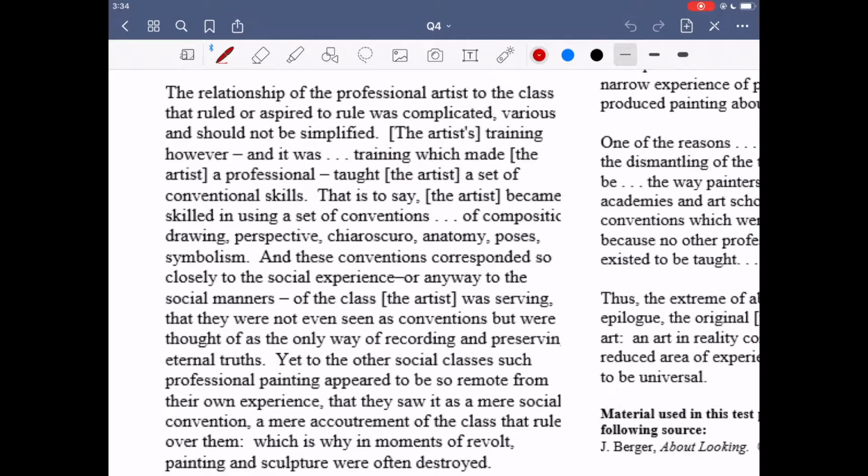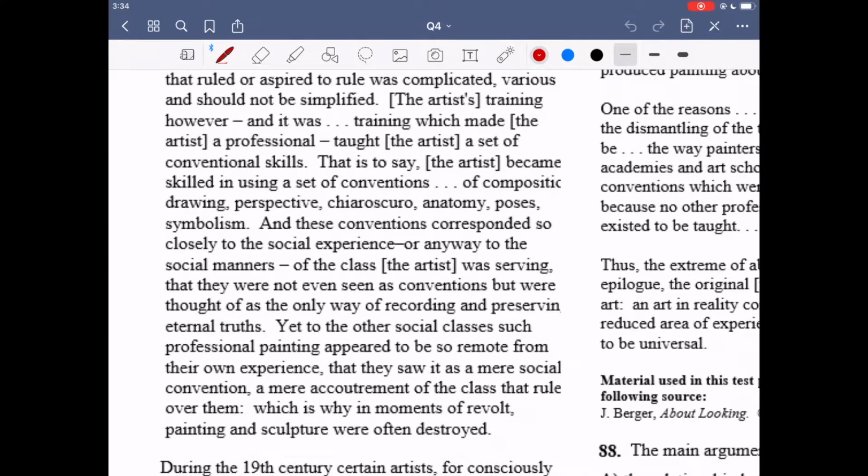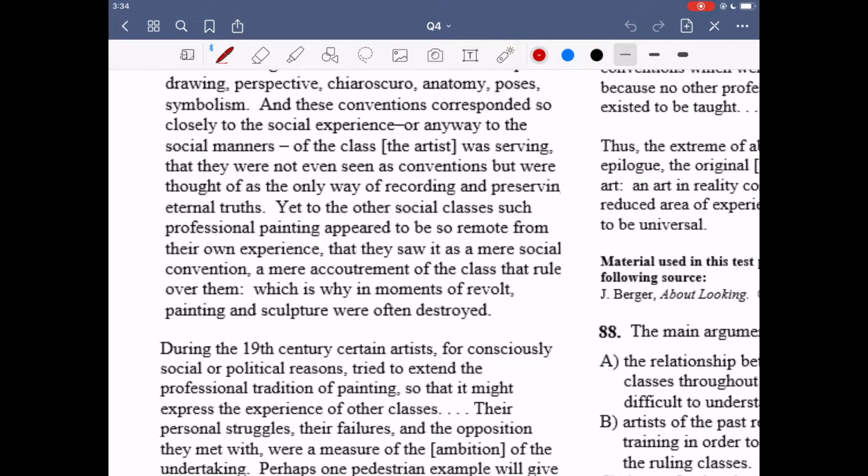The relationship of the professional artist to the class that ruled or aspired to rule was complicated, various, and should not be simplified. The artist's training, however, and it was training which made the artist a professional, taught the artist a set of conventional skills. That is to say, the artist became skilled in using a set of conventions of composition, drawing, perspective, however you say this word, chiaroscuro, whatever, anatomy, poses, symbolism.